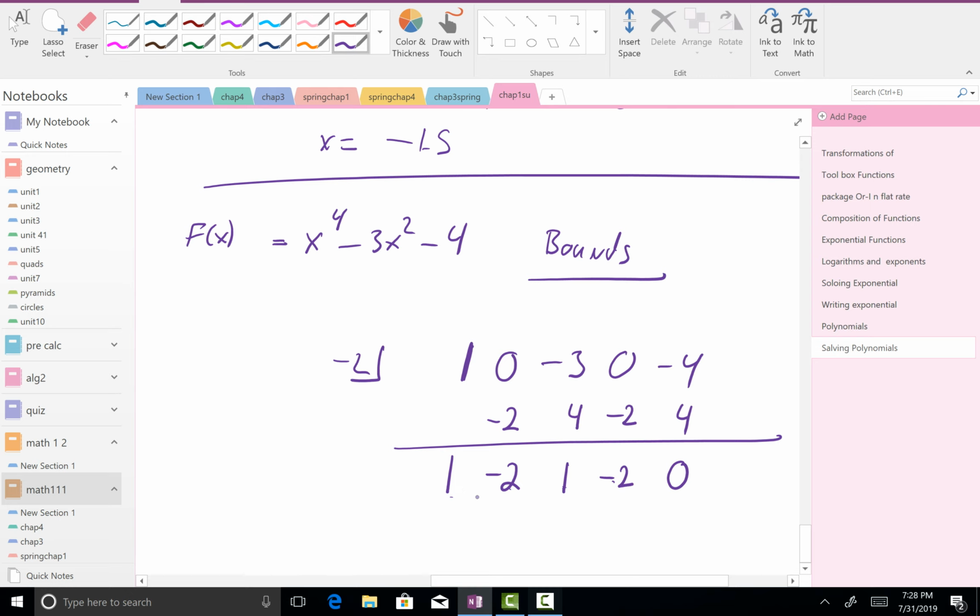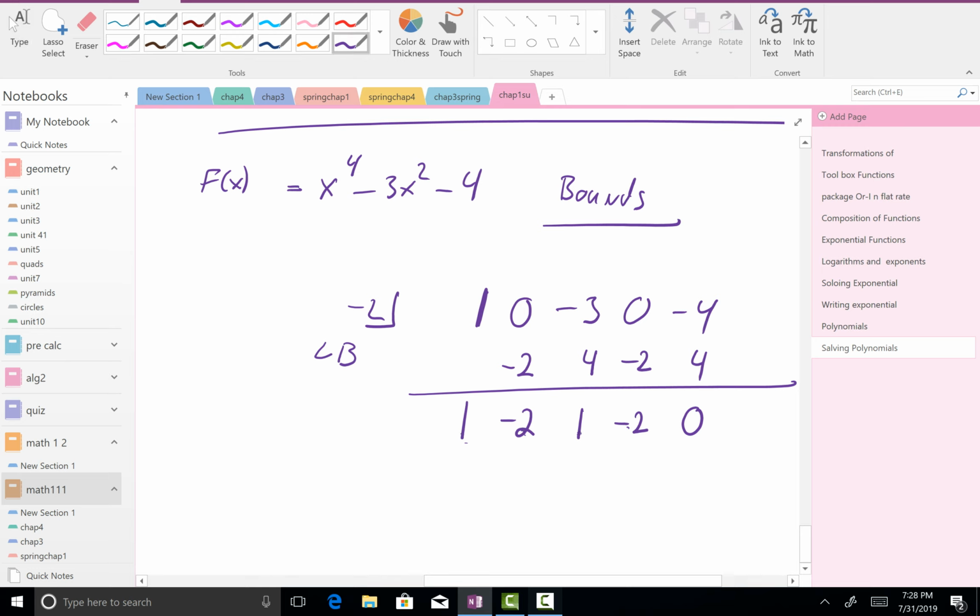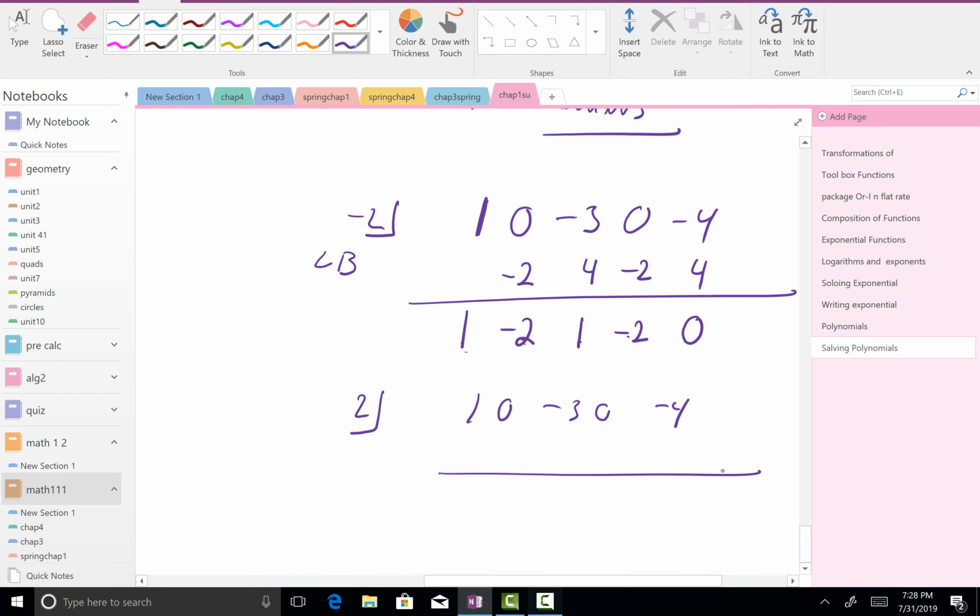So since this is alternating, then we would say that that is a lower bound, because it's positive, negative, positive, negative. If we do positive 2, then we should get something different. Let's see what we do get here. 1, 2, 2, 4, 1, 2, 2, 4, 0. Since these are all positive numbers, then that would be an upper bound.